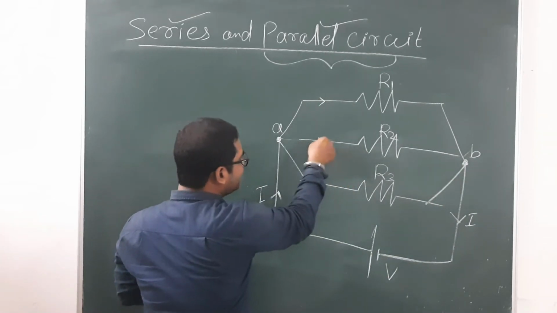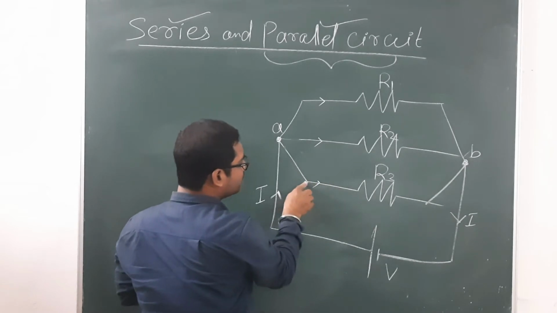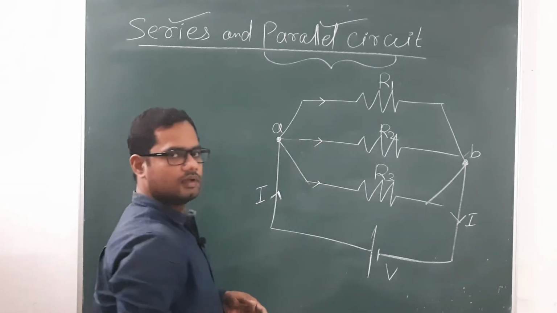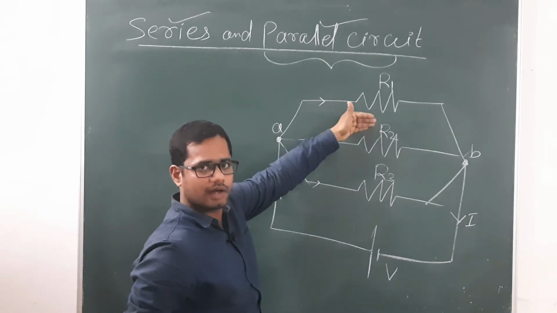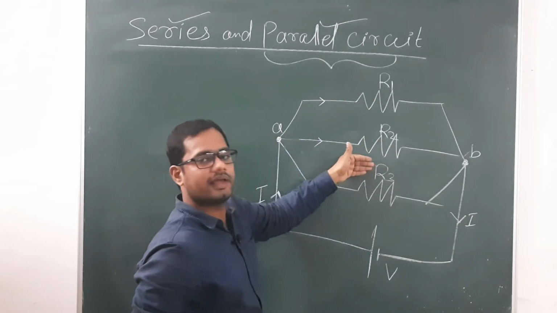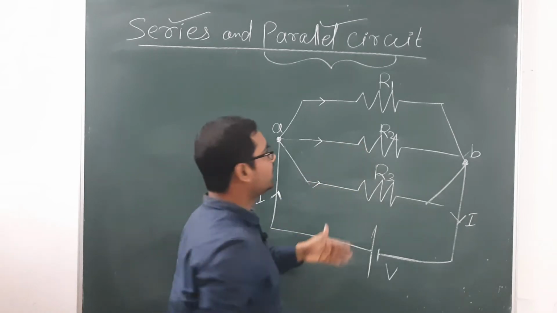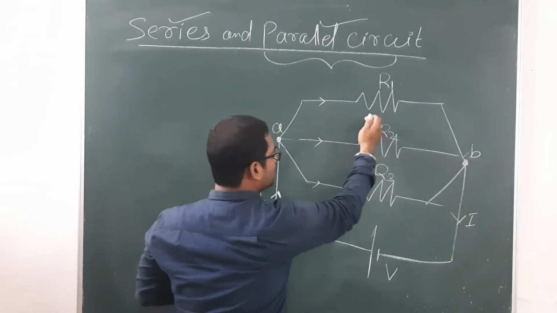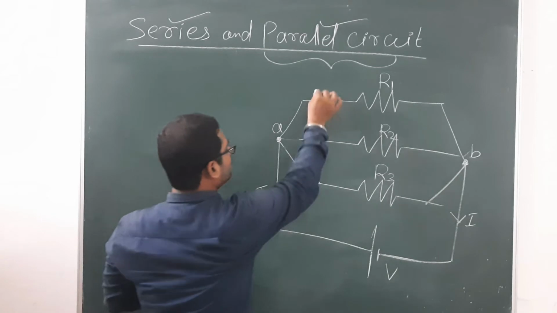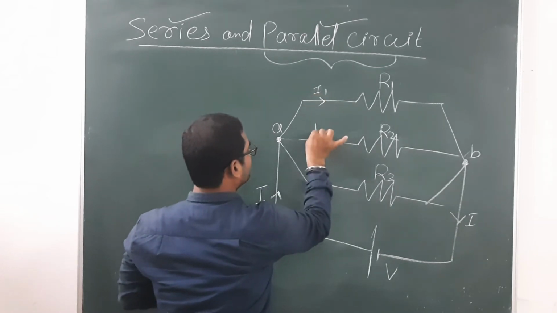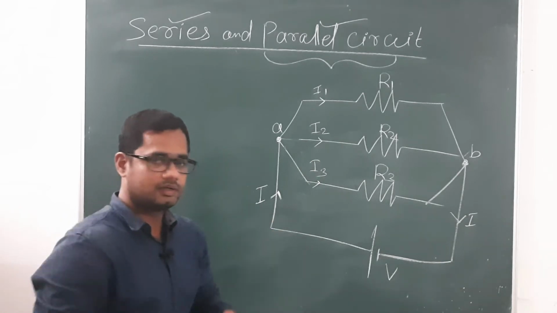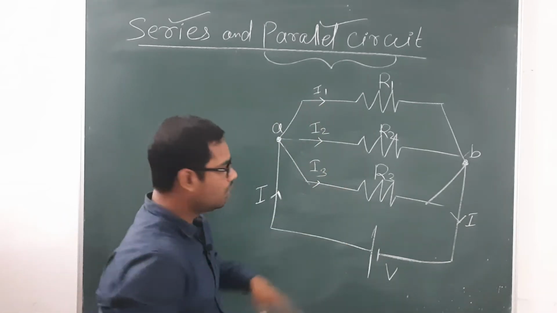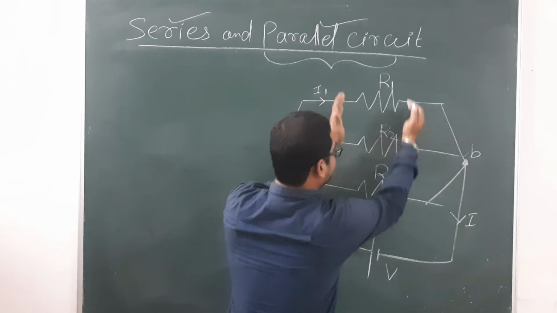But in the resistance we don't know the value. The resistance R1 value may or may not be equal to R2, and this value may or may not be equal to R3. So for that reason, as the loads differ, your current will be I1 here, I2 here and I3 here. But in your parallel connection, you know your voltage will be the same.